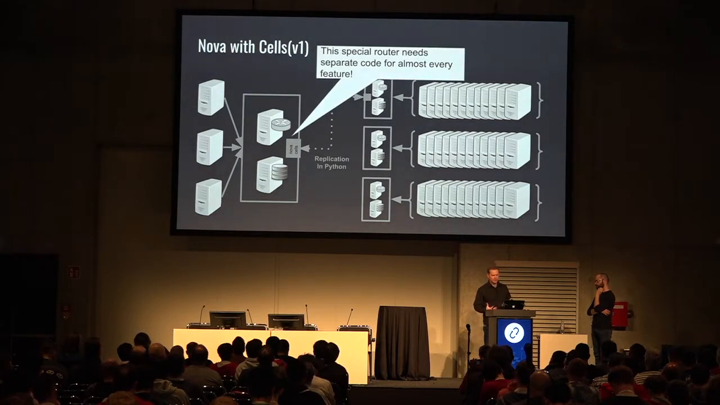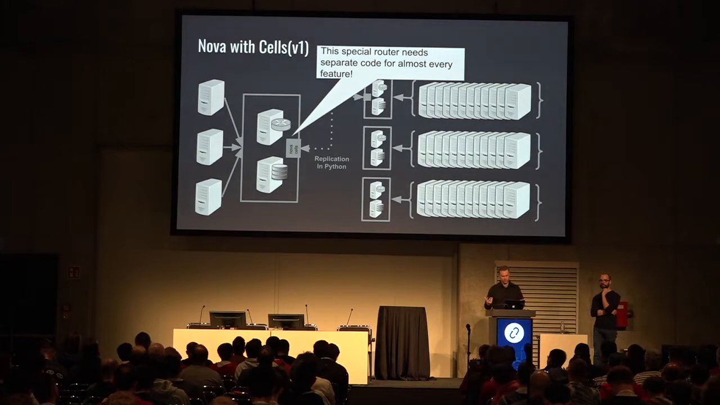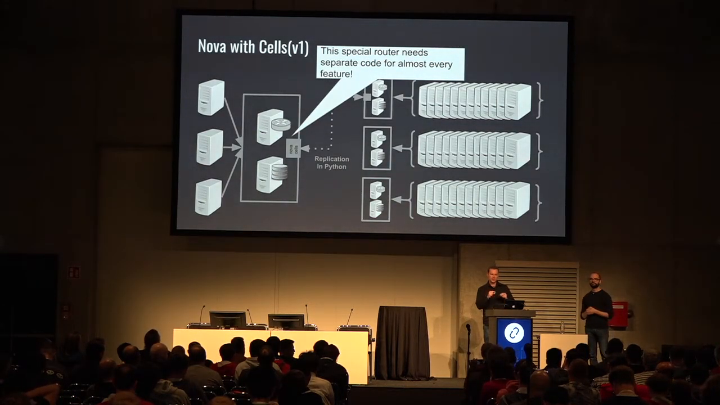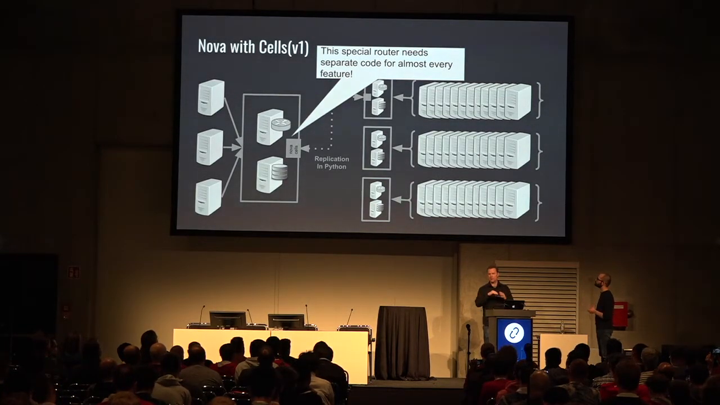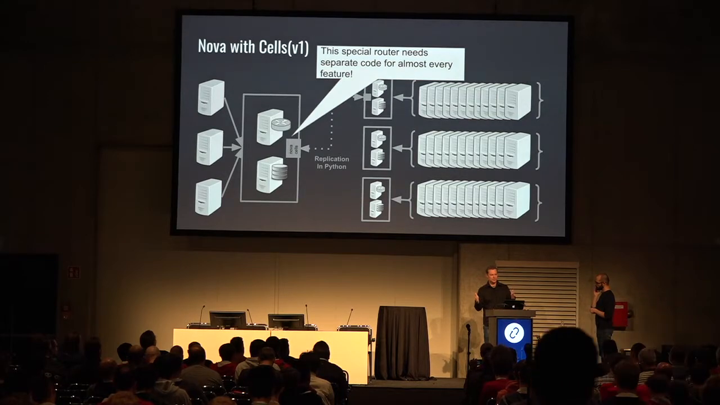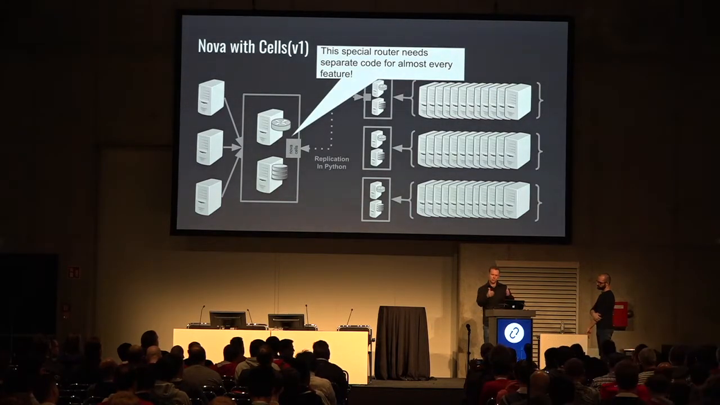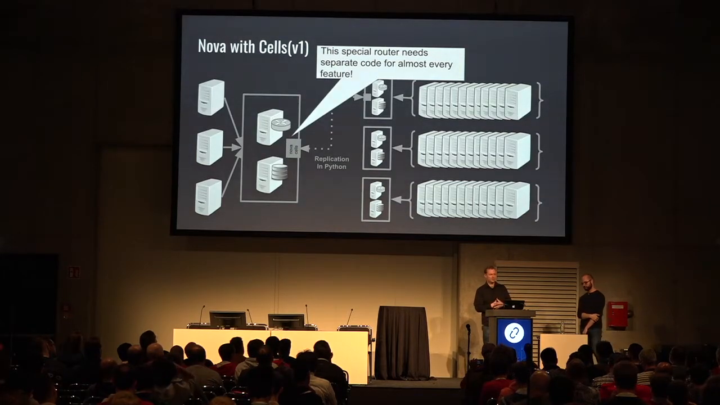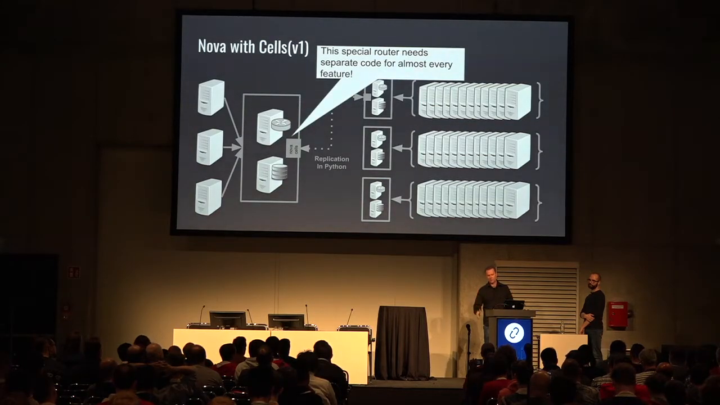And so the problem here was that there are several problems, but one is that this router, this extra little piece, had to implement every single feature that we had in Nova. It did it with separate code and a separate code path. And so obviously we started with some delta of features that weren't supported by this separate router, and over time that only grew because people would implement a feature for Nova, but they wouldn't implement it for Nova Cells as well, since it had to be completely separate, and so that gap just kept growing.